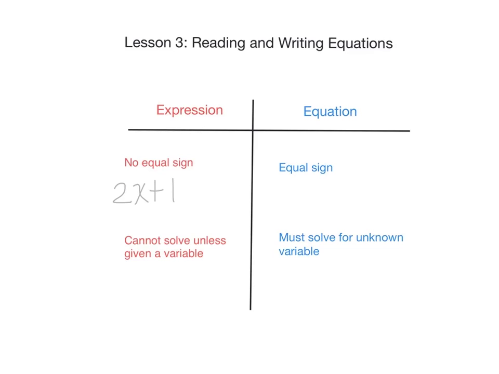Now, we cannot solve these algebraic expressions unless we are given a variable. So if we were told that x equals 3, then we can go ahead and solve this expression by substituting the 3 into x. Algebraic equations, on the other hand, do contain an equal sign. An example of one would be the following.